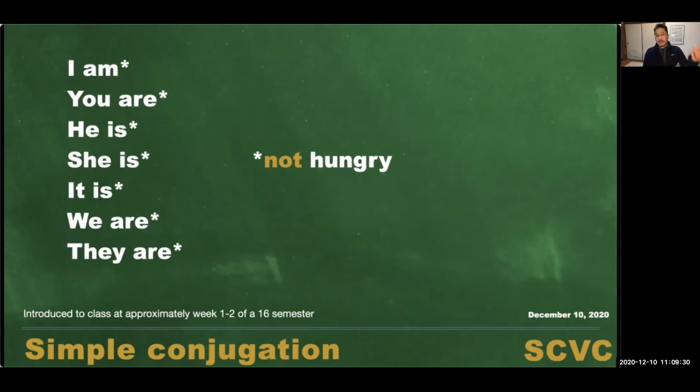To be, negative, not hungry. I am not hungry. But I'm going to demonstrate this. So Jenny, if I can get you to demonstrate this with me. Sure. Okay, ready? I'm not hungry. You're not hungry. He's not hungry. She's not hungry. It's not hungry. No, we're not hungry. They're not hungry. I'm not hungry. You're not hungry.